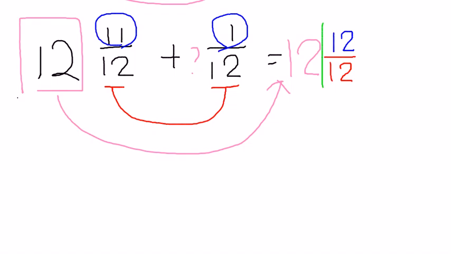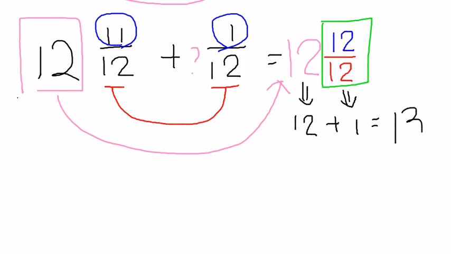Wow, this looks familiar too. What is 12/12? Yes, it is actually 1 whole, right? And let me bring down my 12. So 12 plus 1 whole from the 12/12 will give me 13. And that is my final answer. 13. Okay, that's all.